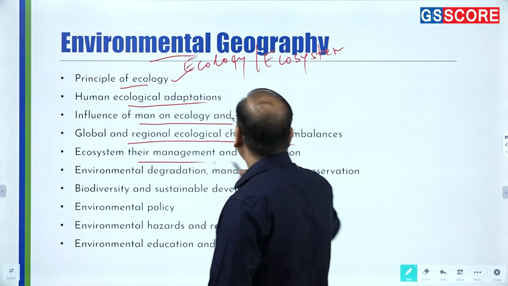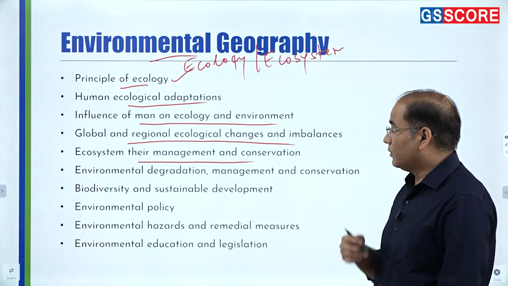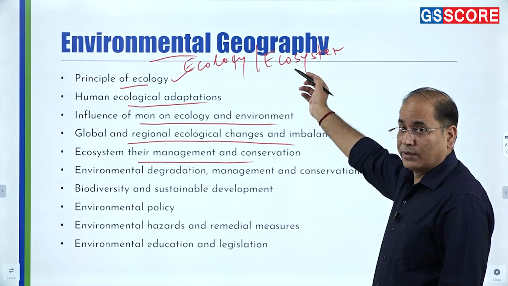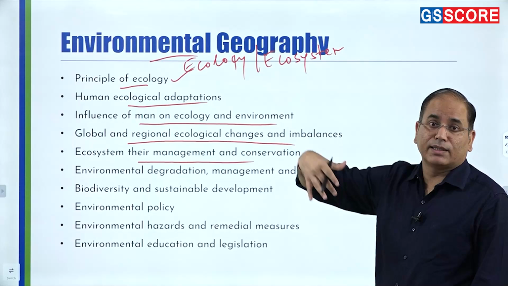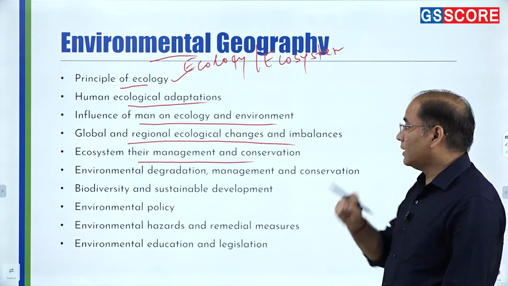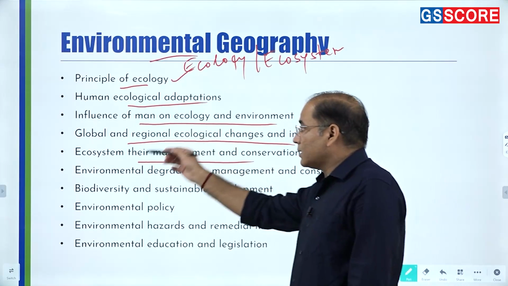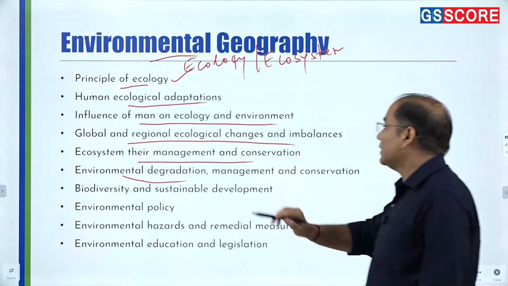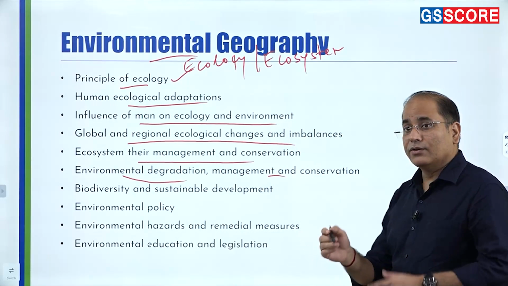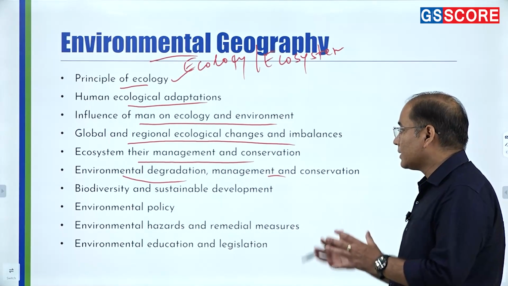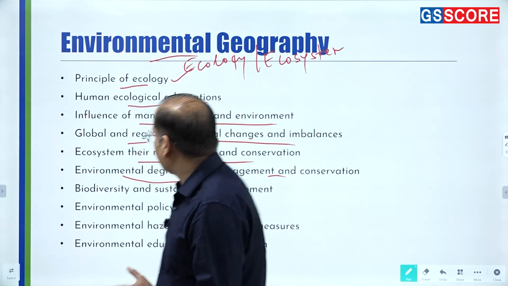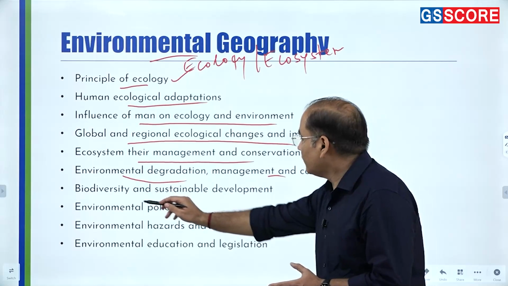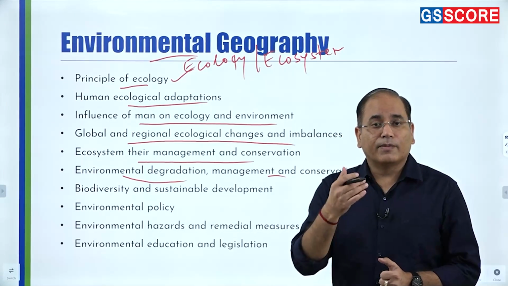Then ecosystem, their management and conservation. So ecosystem is one of the important components: how to manage, how to conserve, what are the changes that we are witnessing, what is the degradation of the ecosystem. Ecosystem degradation, then we have environmental degradation, management and conservation. So how the environment is degrading, how to manage it, and also how to conserve it, that you are supposed to study.